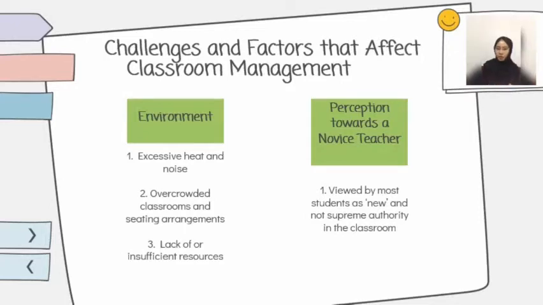Another factor that made classroom management difficult, especially for novice teachers at high schools, was that the students see them as a new teacher, a young teacher. This caused serious implications because the high school students may act disrespectfully toward them. As claimed by one of the researchers named Pellegrino, novice teachers who are viewed by most students as new and not a supreme authority in the classroom have a more difficult time establishing traditional authority in the classroom.